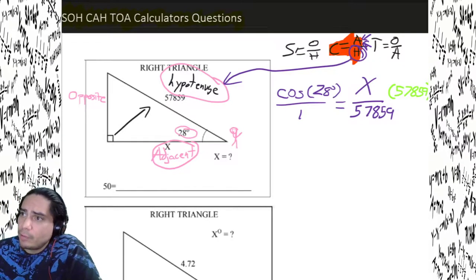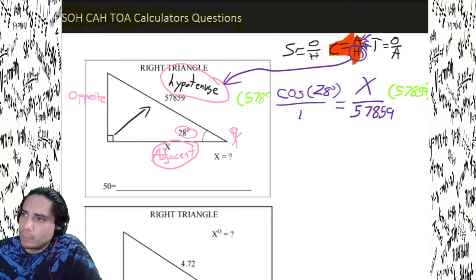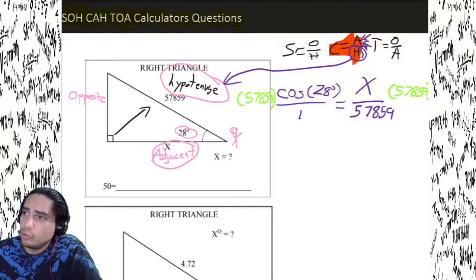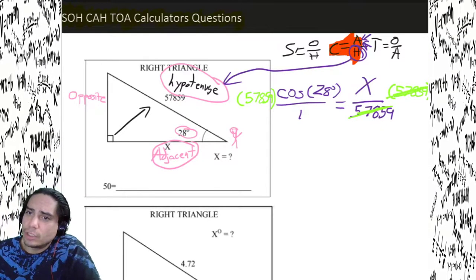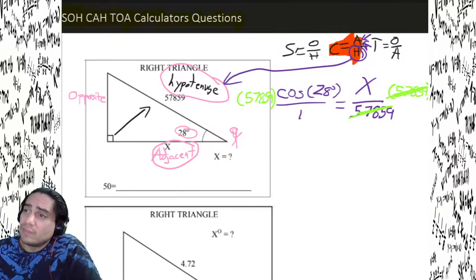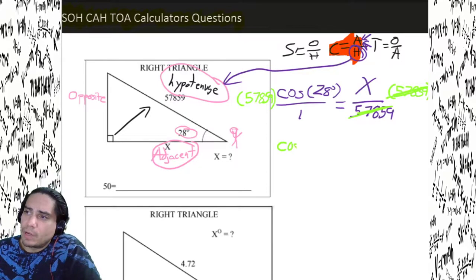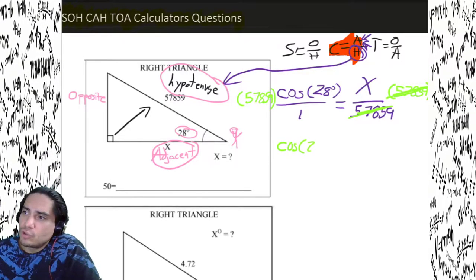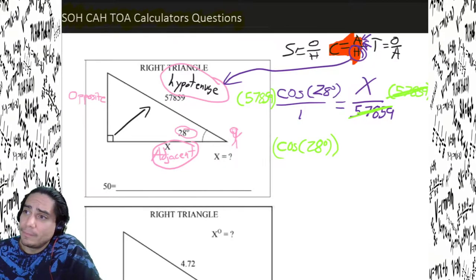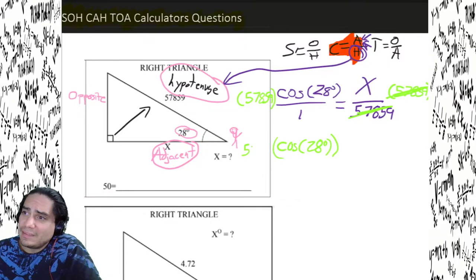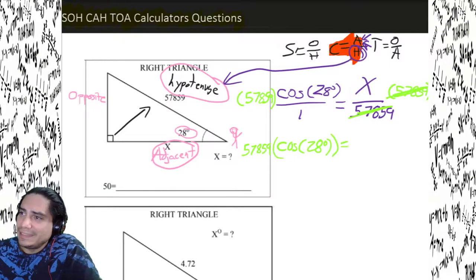And if we remember anything from algebra, inverse operations and stuff, whatever you do to one side, you've got to do to the other side, okay? So what happens is that this and this cancel each other out. And now we're left with this beautiful equation that gives us the answer to this problem. We're going to do the cosine of 28 degrees, and we're going to multiply that by 57,859, and that's going to give us the answer for x.